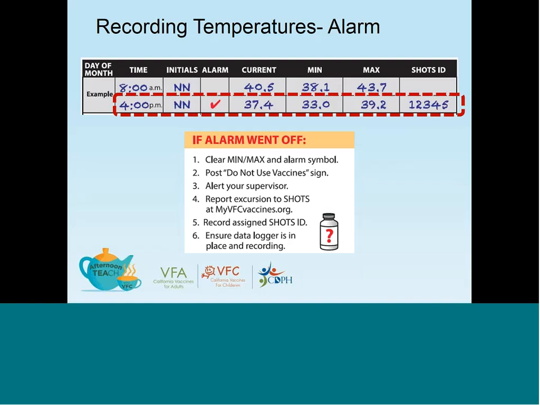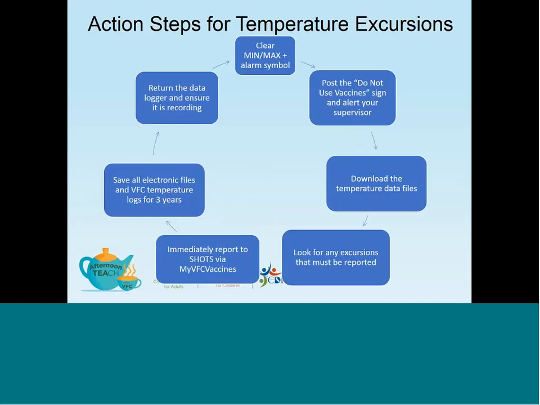But we don't really tell you how you got to this step or how you get to this point with documenting this information on the VFC temperature log. So we're going to spend a little time referring to the best steps, or the process steps, in doing this. At the top box, you see where it says clear the min and the max and any alarm symbols. Of course, by now you've already documented all of this information on the VFC temperature log. You want to place a do not use the vaccine sign on the vaccine storage unit, and alert your supervisor.